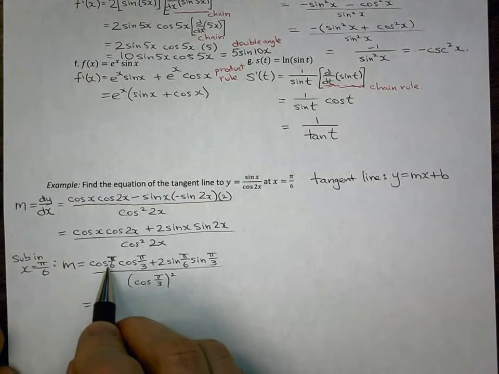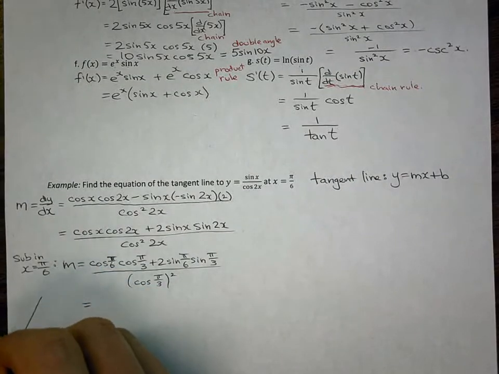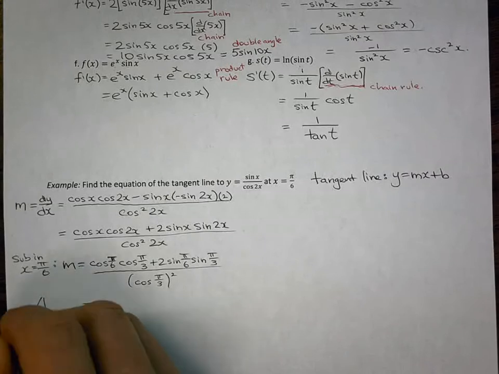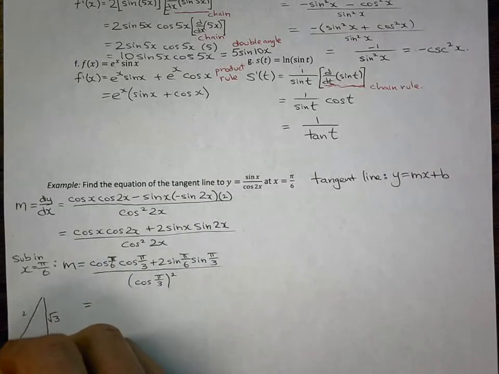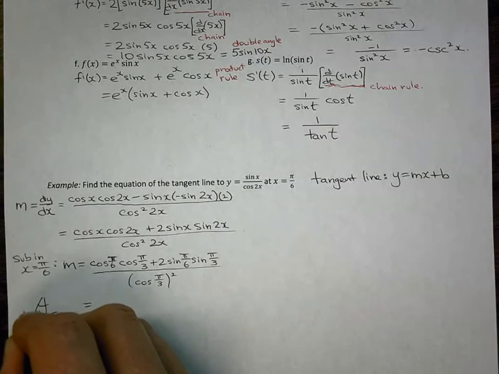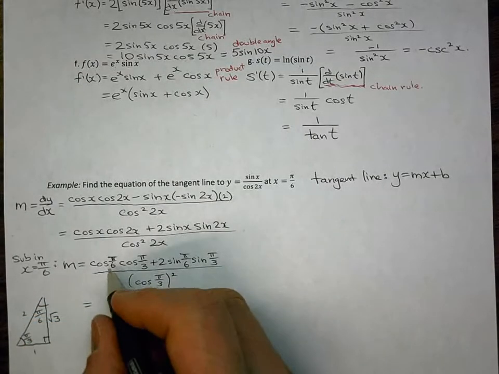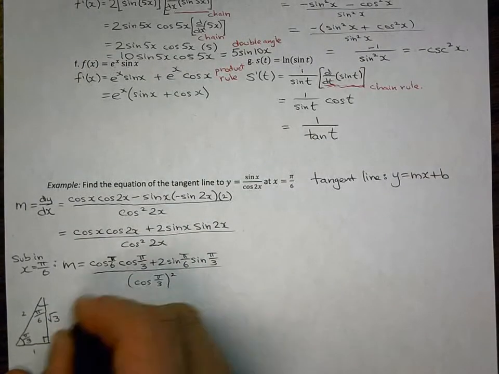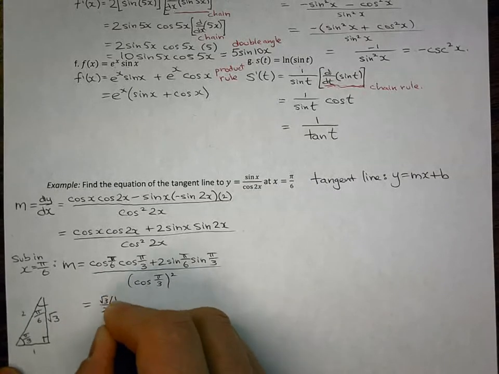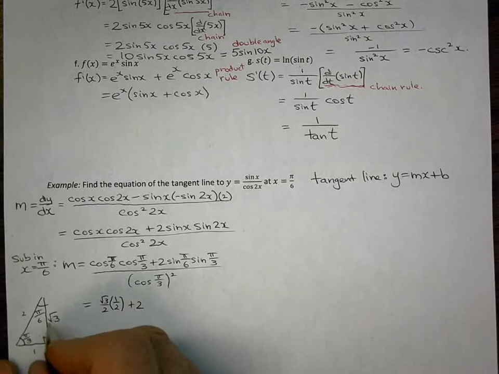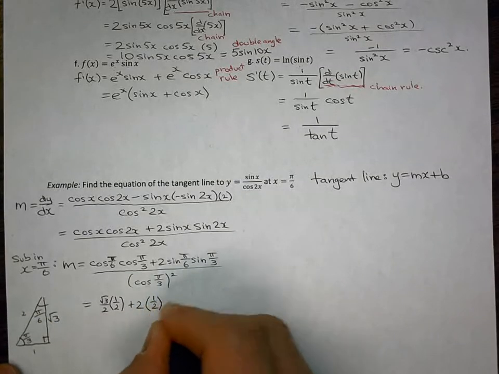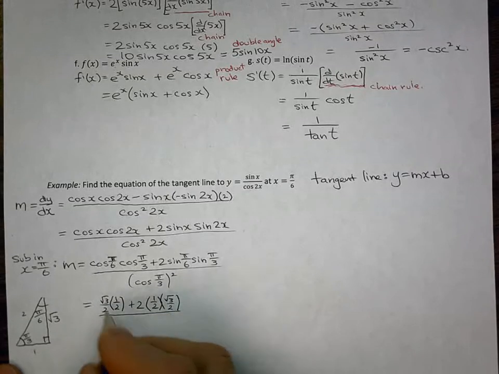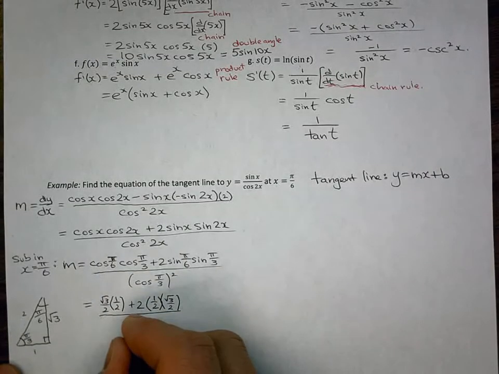If you're not sure what cos pi by 6 is, you can draw that special triangle. It's the 1, 2, root 3 triangle. Pi by 6, well, this is pi by 3, the 60 degrees. Pi by 6 is actually the smaller angle. So cos pi by 6 is root 3 over 2. Cos pi by 3 is 1 over 2. Plus 2 times sine pi by 6, which is 1 over 2. And sine pi by 3 is root 3 over 2. And that is all over cos pi by 3, so that's 1 over 2 squared.